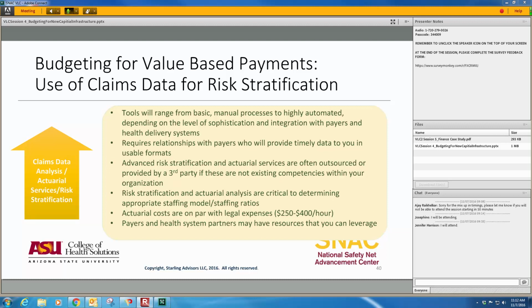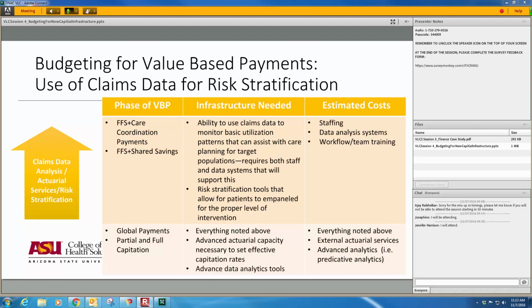And it's really hard for us to give you an estimate on what actuarial expenses cost. I think the rule of thumb we use is to think of it almost on par with legal expenses, so somewhere between $250 and $400 an hour. And again, it's going to vary based on how complex your data sets are, what you're looking to accomplish with that, and how big they are. And like I mentioned, payers and health systems will often have resources that you can leverage.